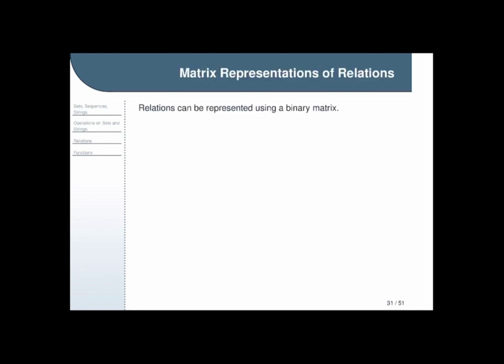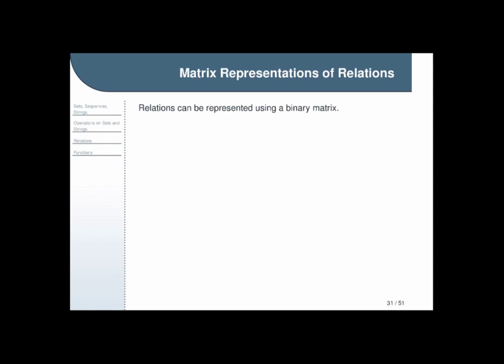In this section of our relations module, we'll cover a couple ways of representing relations, and we'll use these to look at 4 different important properties of relations. So beginning with ways of representing relations, the first one is a matrix representation.